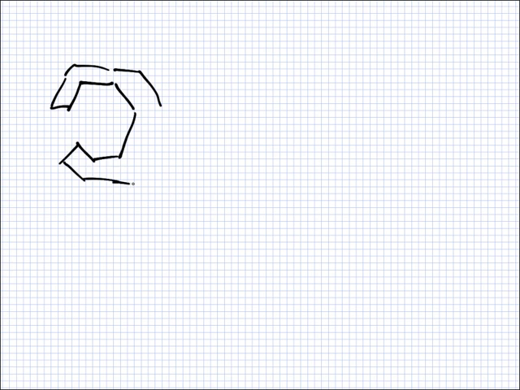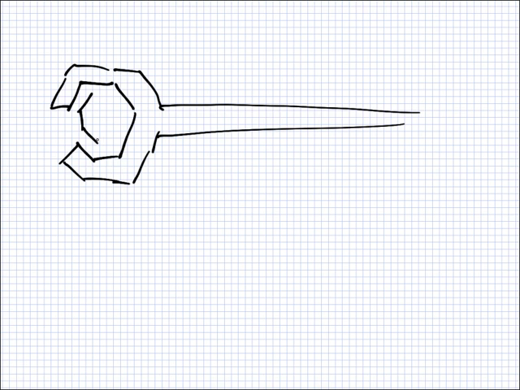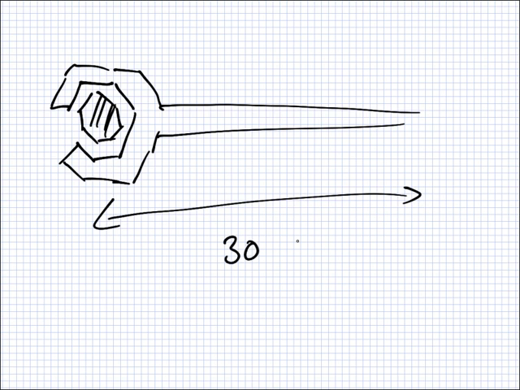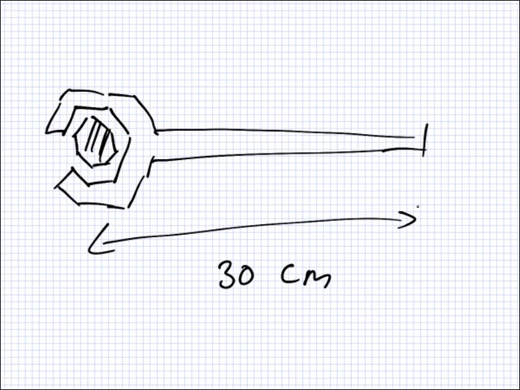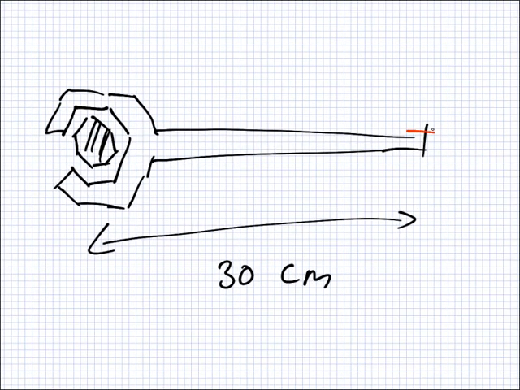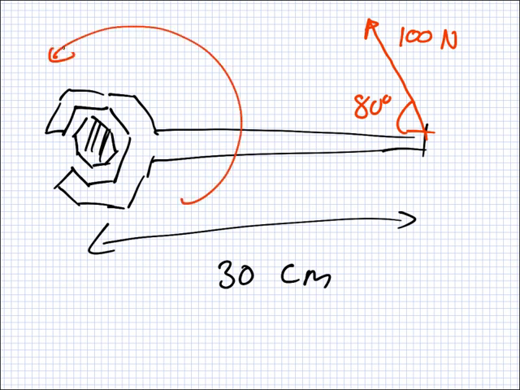It's a wrench. Let's say that's a distance of 30 centimeters. And then you have a force here. Let's make this more interesting. Let's say we pull at a bit of an angle. It's not perfectly perpendicular. Let's say it's 100 newtons, and this angle here is 80 degrees. So it's going to turn this way, isn't it? And I want to know what's the torque.